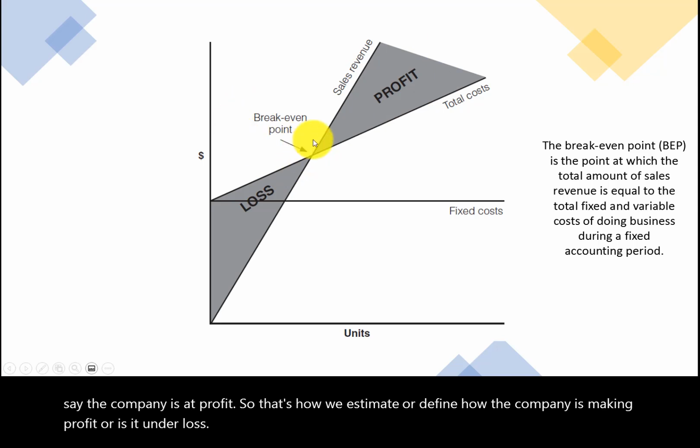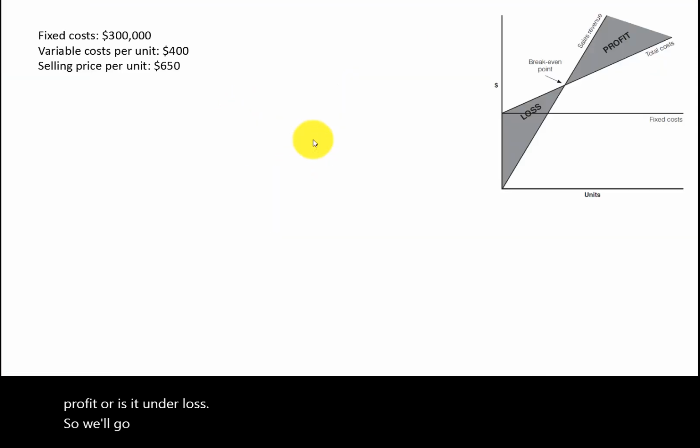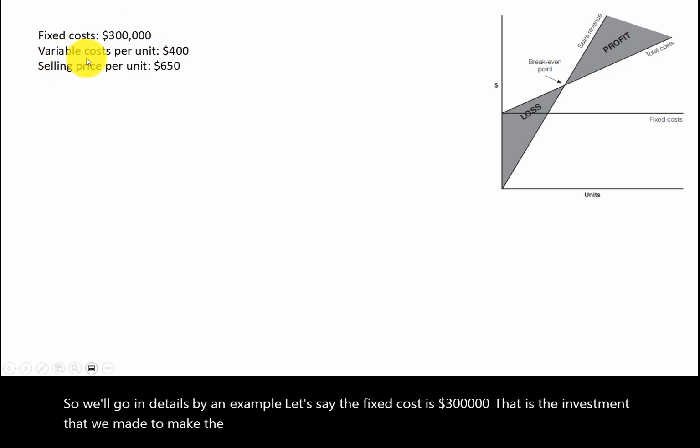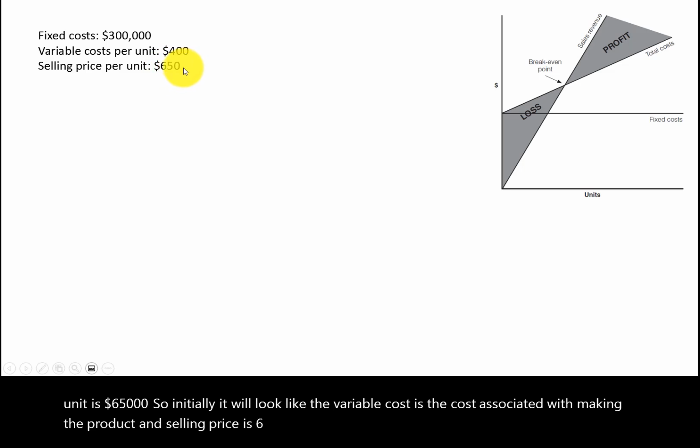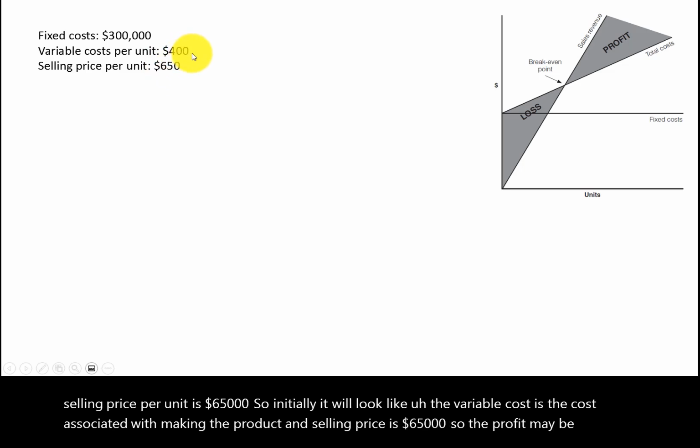So we'll go into details with an example. Let's say the fixed cost is $300,000, that is the investment that we made to set up the company, and the variable cost per unit is $400. The selling price per unit is $650. Initially it looks like the variable cost is the cost associated with making the product, and the selling price is $650, so the profit may be $650 minus $400.